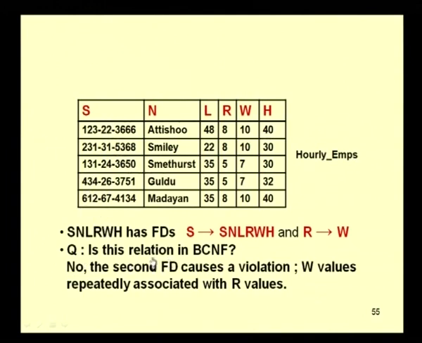Now, if you look at this, is this R goes to W? So, is the relation in BCNF? No, the second FD causes a violation, W value is repeatedly associated with the R values.